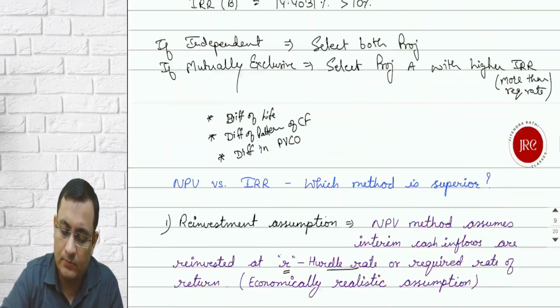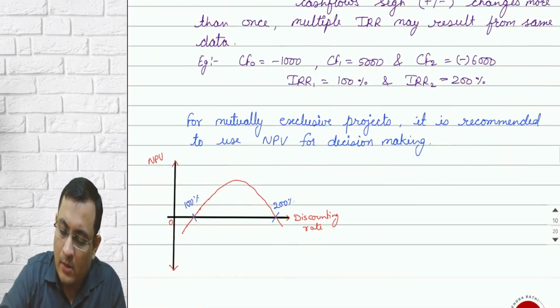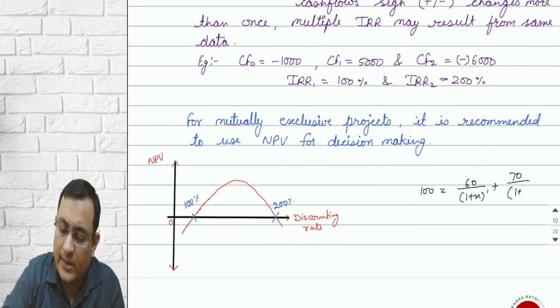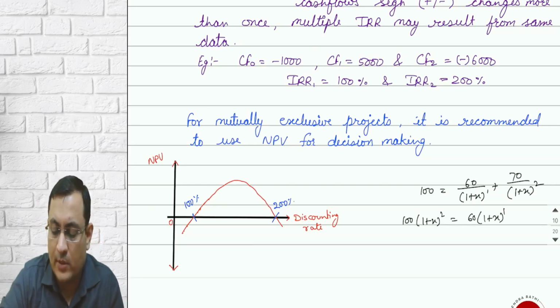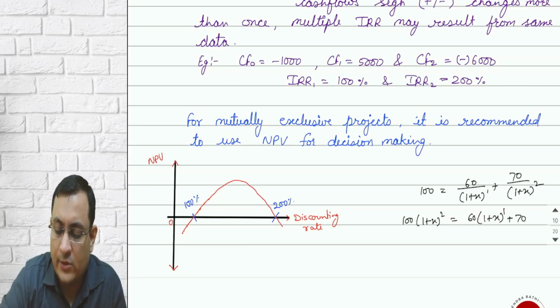How come? 100 is equal to 60 divided by 1 plus x to the power 1 plus 70 divided by 1 plus x to the power 2. It means 100 times (1 plus x) to the power 2 is equal to 60 times (1 plus x), compounding for 1 year from T1 to T2, plus 70. So this becomes the future value of cash flow at T2 compounded at the IRR rate.